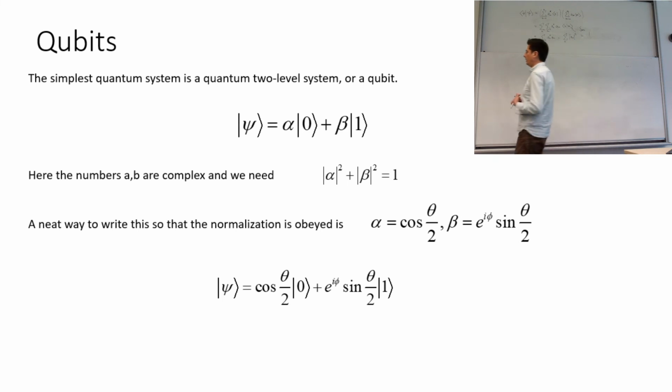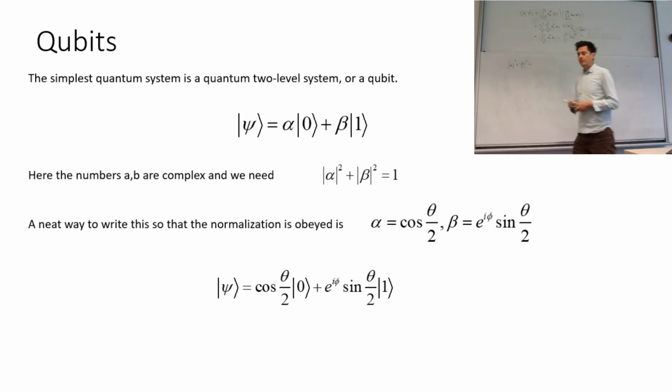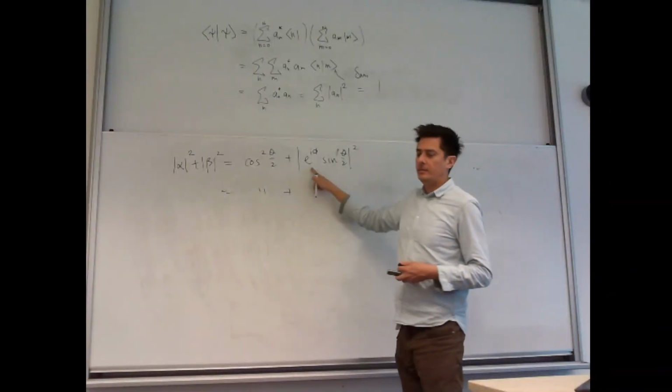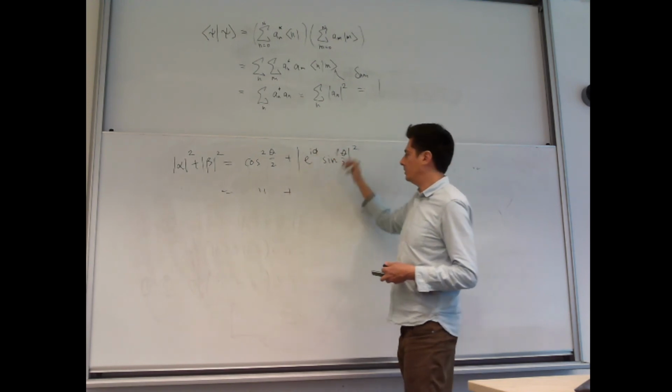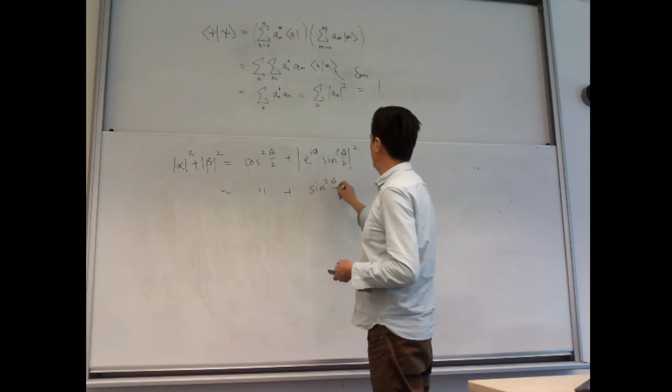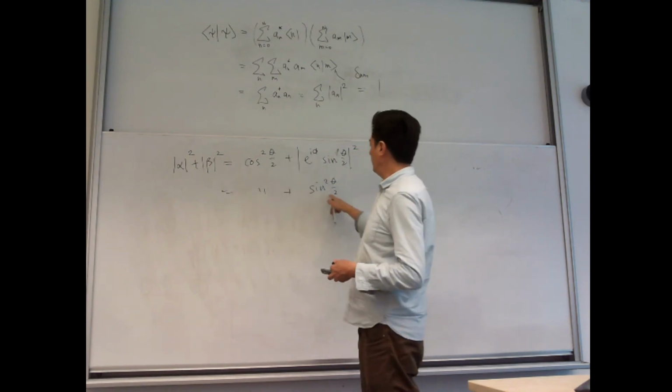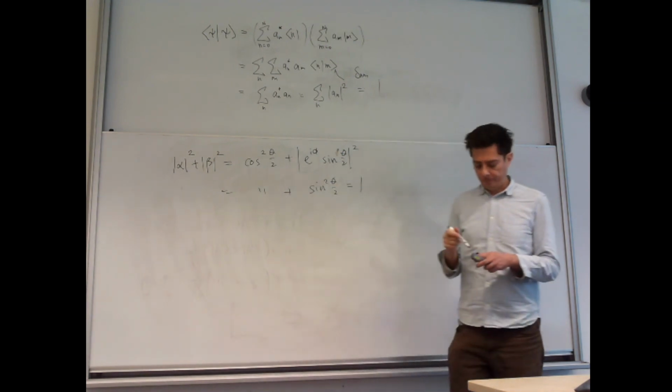So firstly, you can see that alpha squared plus beta squared will be equal to, so if you square this one, so cosine squared, and then if you square that one, so this is the same, because when you take the modulus, any kind of phase just disappears. So this will be just sine squared over 2. And it's just cosine squared plus sine squared. It's always equal to 1. Right?